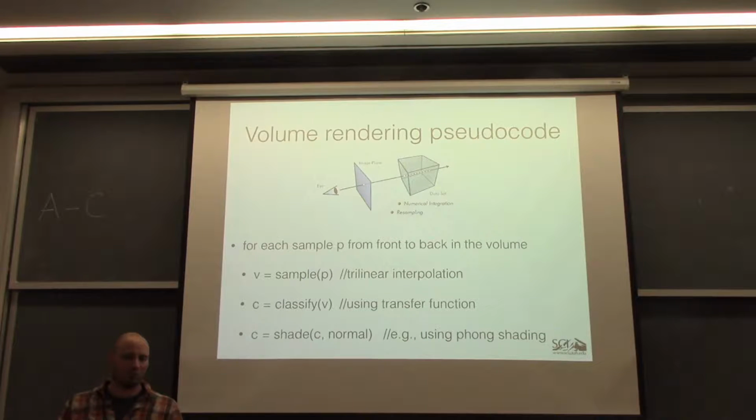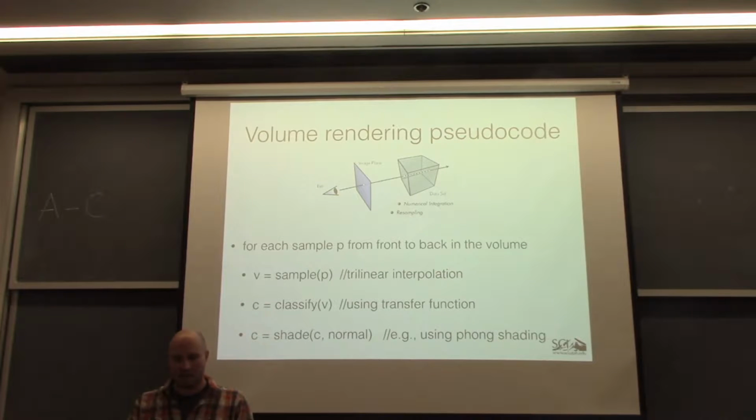The algorithm is more or less: for each sample P from front to back in the volume, you take the sample of P, and here you're basically calling trilinear interpolation or something like that. And then you have this classify operation, which is really a lookup from whatever transfer function you have. And then you would shade this color using the normal coming from your interpolant. And this is completely optional. If you don't care about lighting, then you can completely ignore that step. And that's volume rendering in a nutshell.